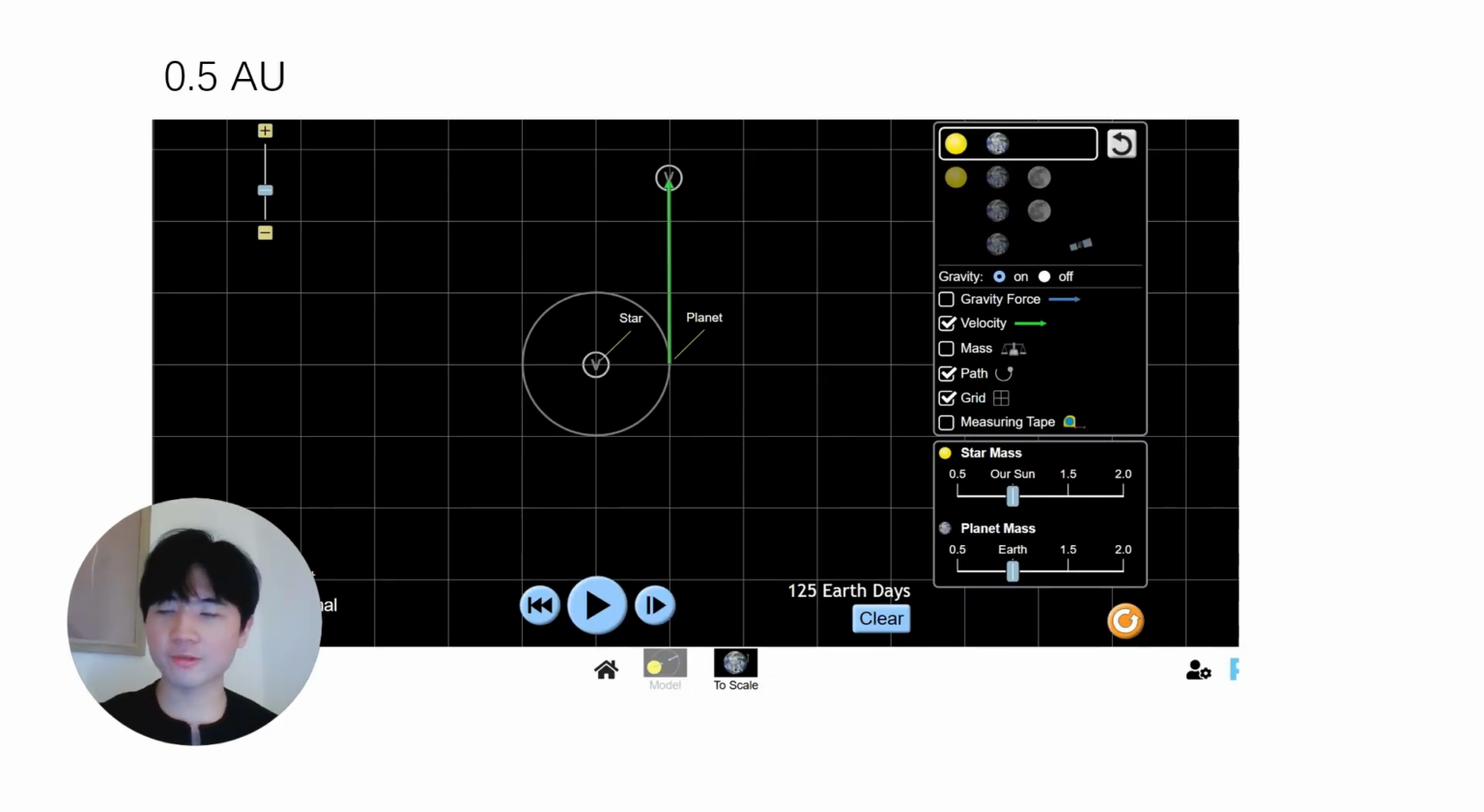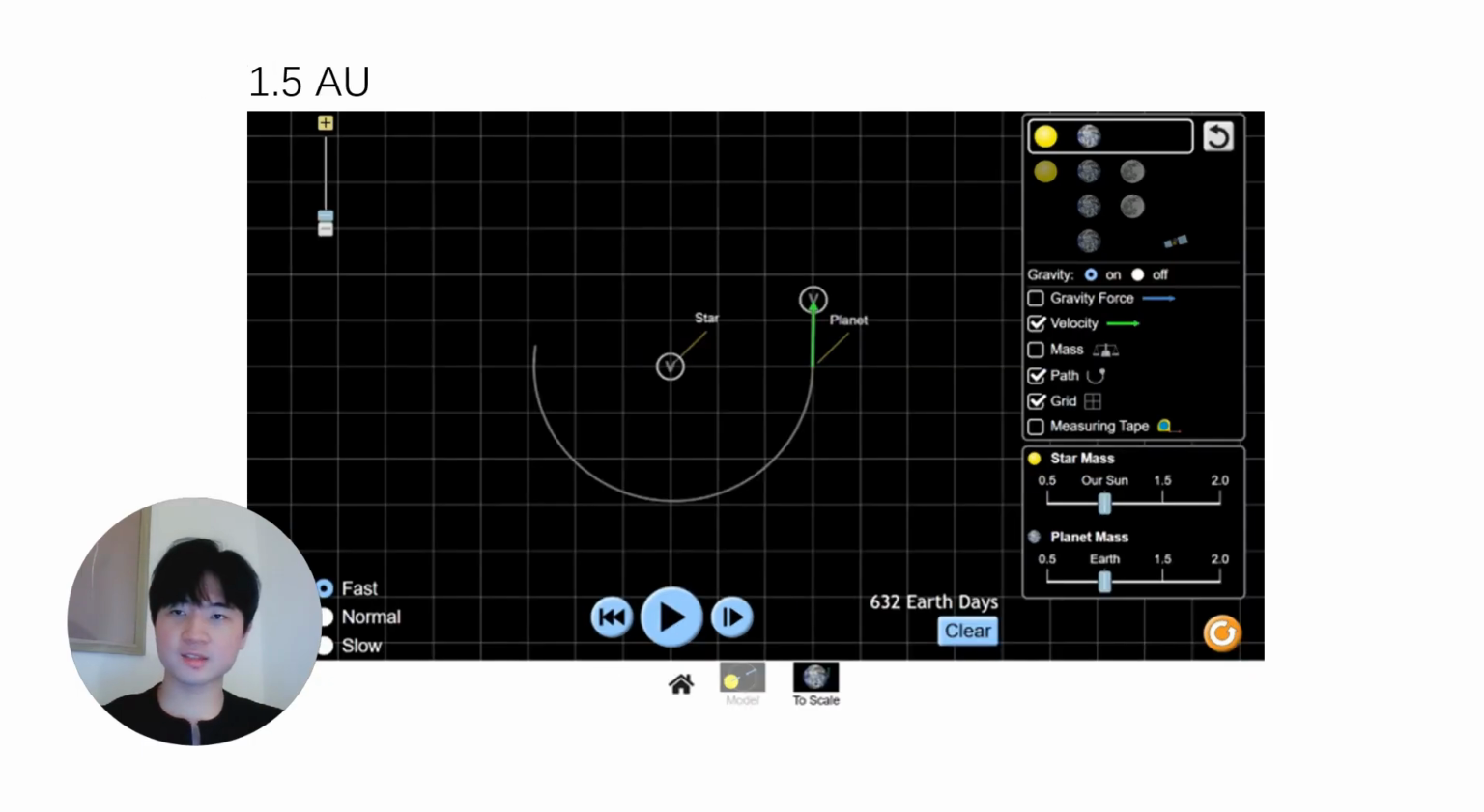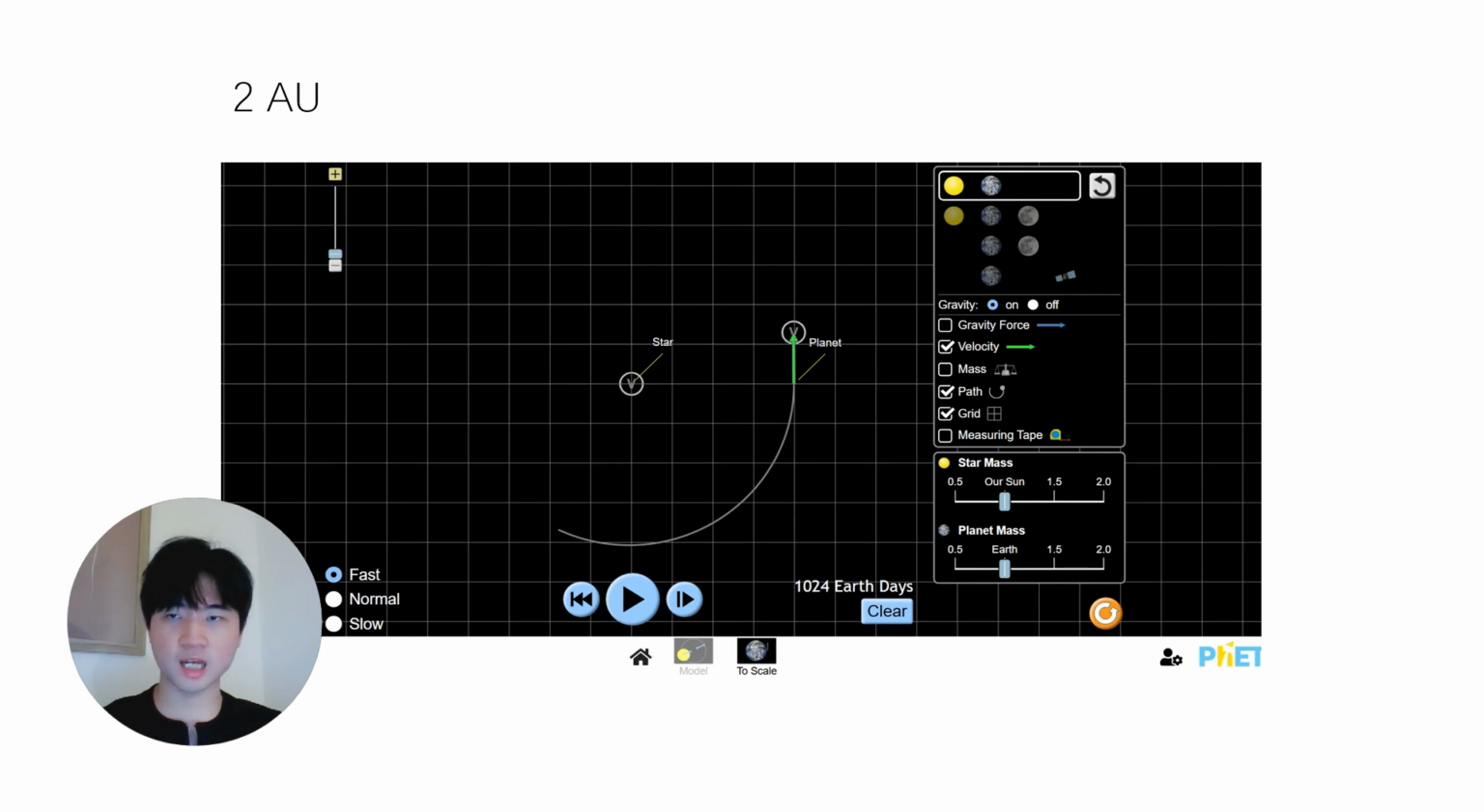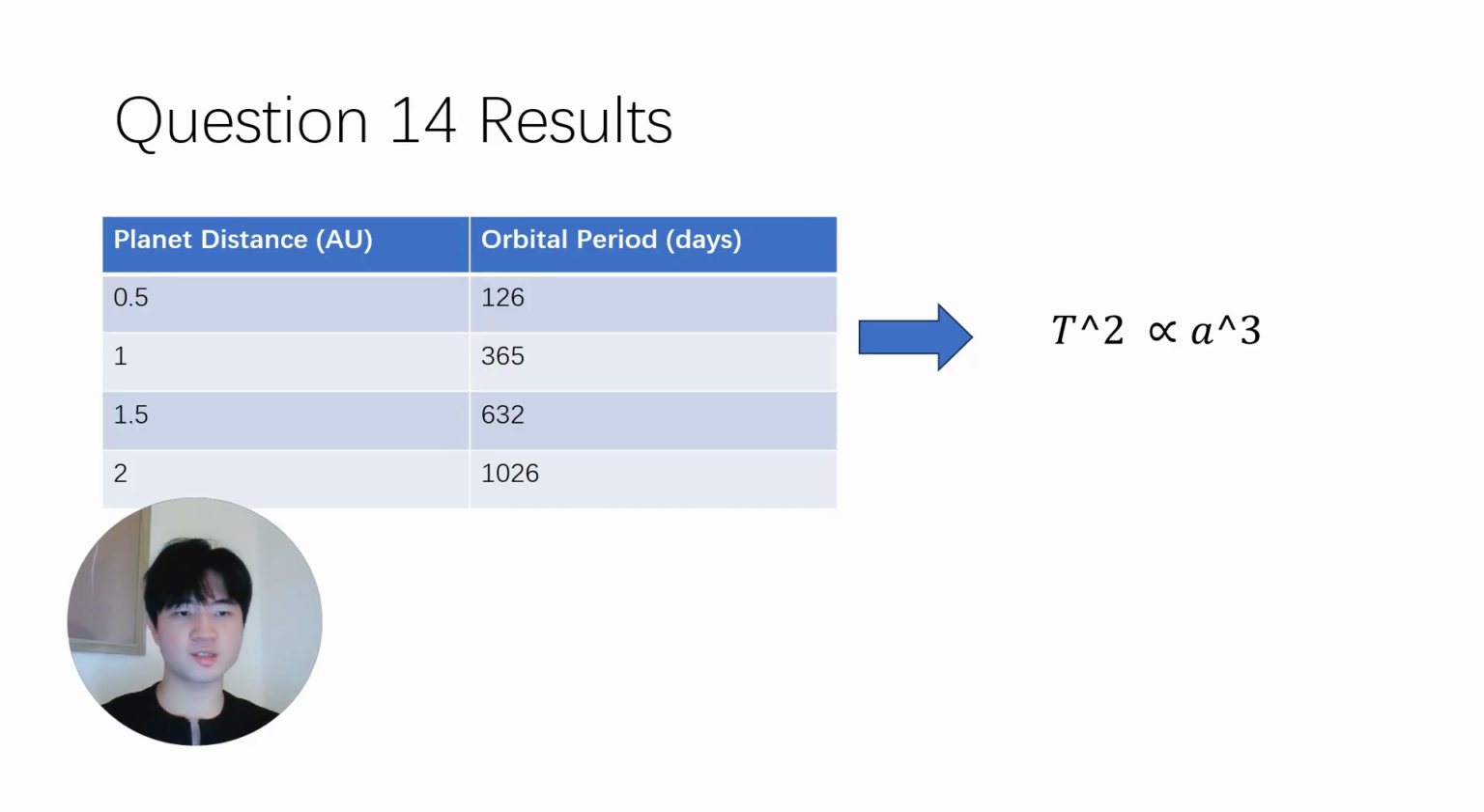First is 0.5 AU, and you can see that the orbital period is about 125 days. The next test is at 1.5 AU, and the result shows about 630 Earth days. The last one is 2 AU, and the orbital period showed 1025 Earth days. For each distance, we adjust the planet's velocity until we obtain a nearly circular orbit, and then we record all these results.